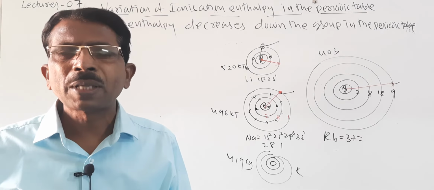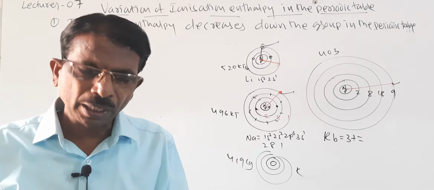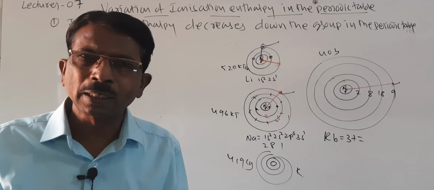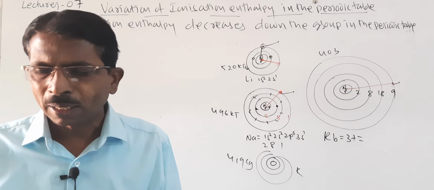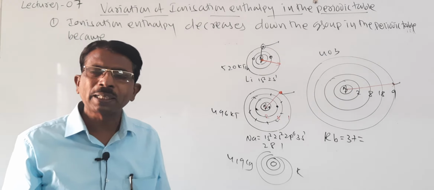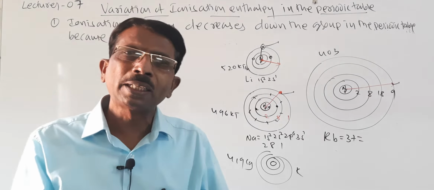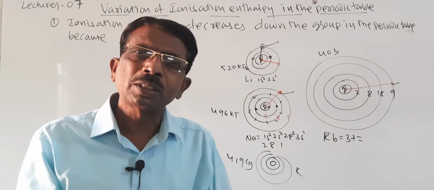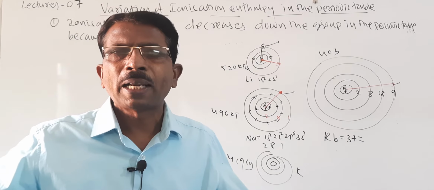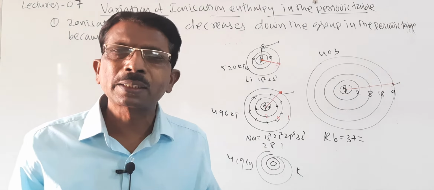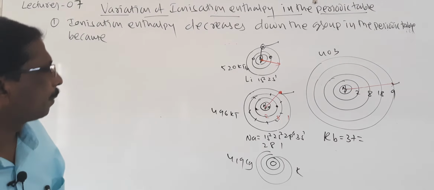So down the group the ionization enthalpy decreases due to the increase in atomic size, that is, the increase in the principal shell, and second, the shielding effect. The shielding effect by the inner electrons increases, hence the distance between the nucleus and the electrons is greater, and therefore the electron can be easily removed. This is the reason here. So I will write.